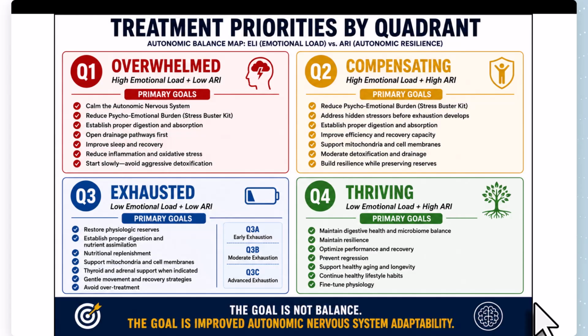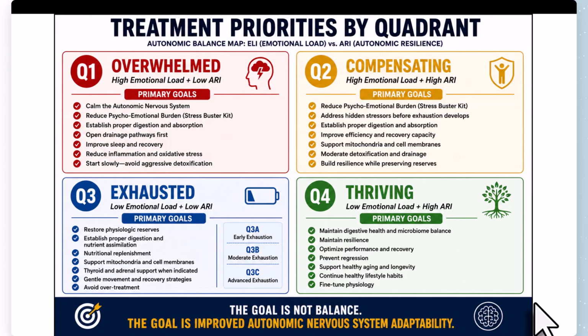So this is a little bit more targeted here for you. So if you're in quadrant 1, calm the autonomic nervous system, reduce psycho-emotional burden. I like to sometimes use the Stress Buster kit. Sometimes I'll use the Ruby Med. Sometimes I'll use both because they have a high emotional load index here. Establish proper digestion and absorption. That's true for almost all the quadrants.